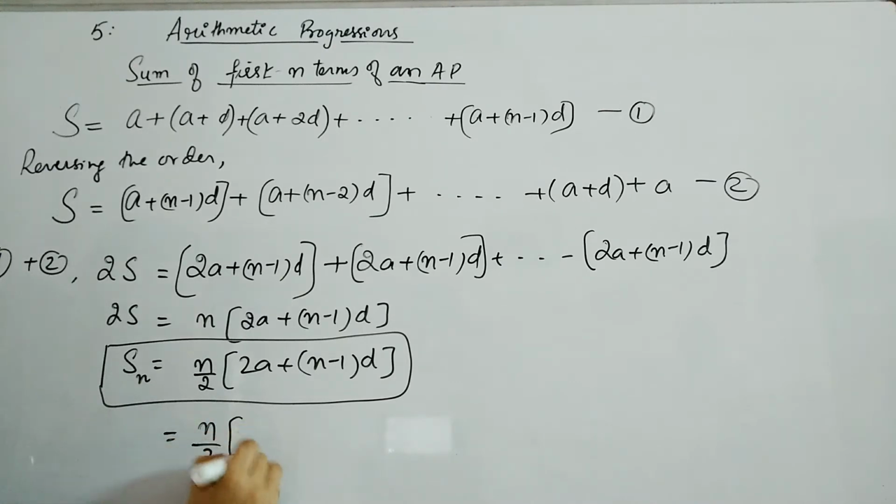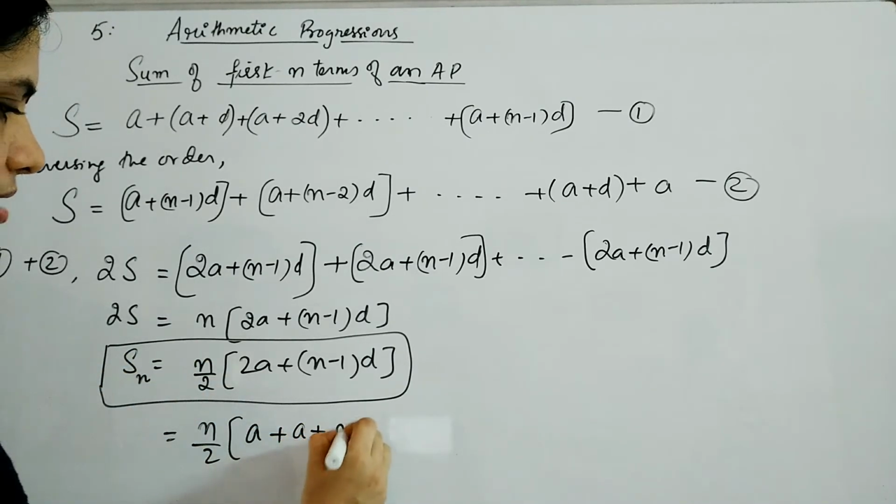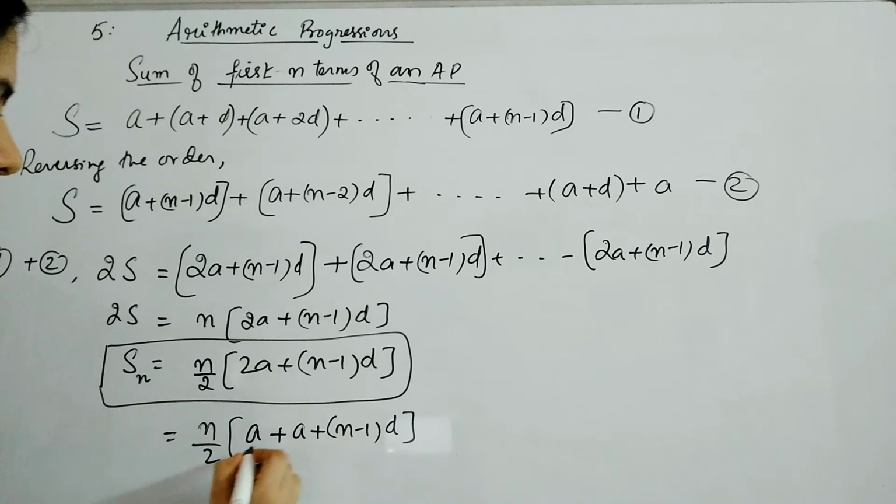Now again, if you have n by 2 into 2A plus n minus 1 into D, I am splitting 2A as A plus A. So A plus A plus n minus 1 into D. Now I know this is the first term and this one is the last term.